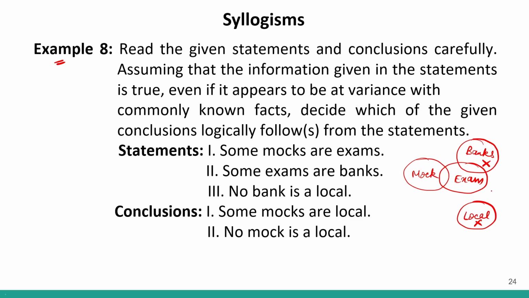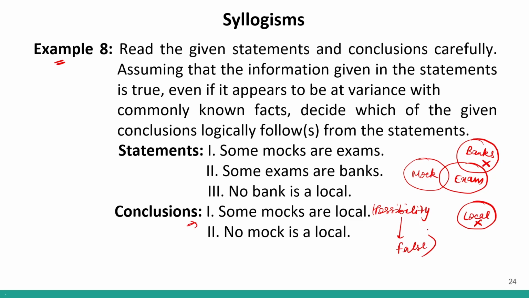This will be my basic Venn diagram. Let us look at the conclusions. Conclusion 1 says some mocks are locals. If you look over here, there is no restriction on mock and local. Correct? So this is a possibility. This can or cannot be true, right? This may or may not be true, but it is not mentioned in the conclusion that it is a possibility.